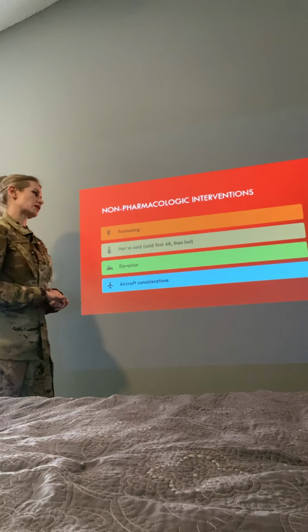As far as aircraft considerations, again, not putting them near an actively vibrating part of the aircraft. And then also considering temperature. If you're in the KC-135 and you've got a patient that's floor loaded, they're going to be cold, possibly shivering, so keep them comfortable so that it's not actually exacerbating the injured area.